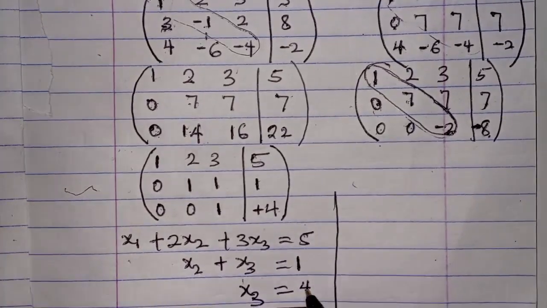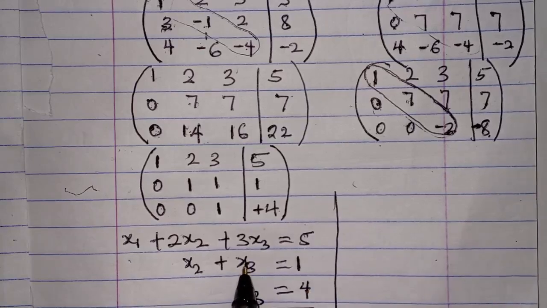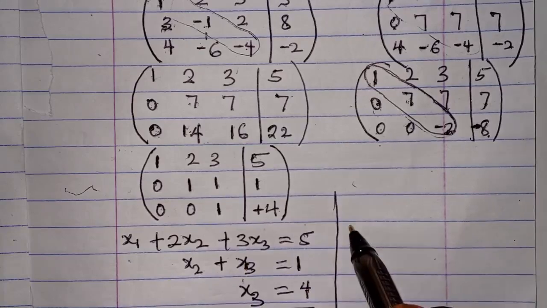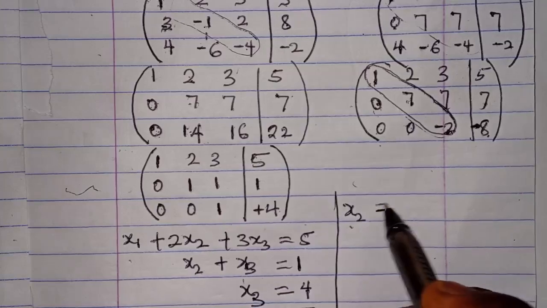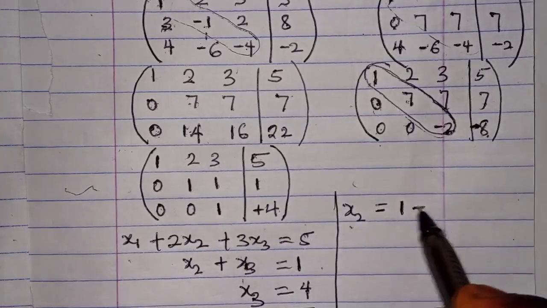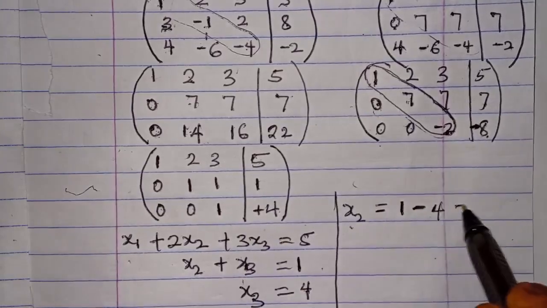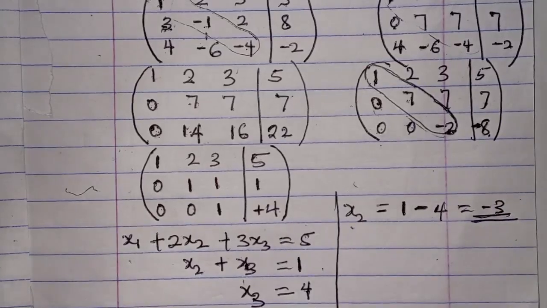Now, since x3 is already equal to 4, if I put 4 here into this equation, this second one, I'll have x2 is equal to 1. x3 will cross and turn to a minus, which is 4. And that's what? Minus 3. So x2 is already minus 3.